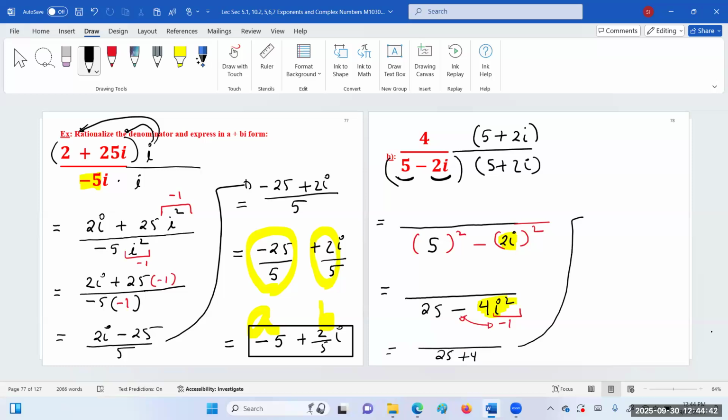Now we are happy because we don't have any i in the denominator. We have 29.